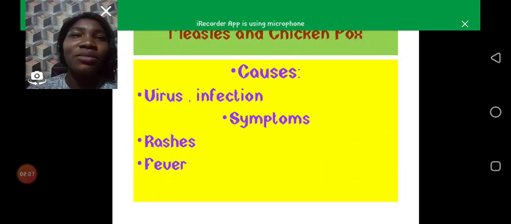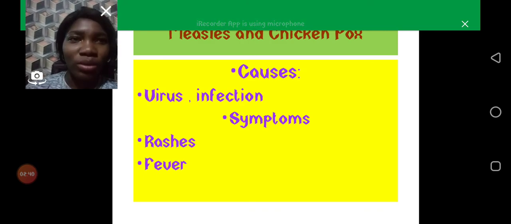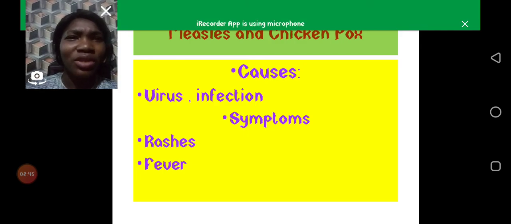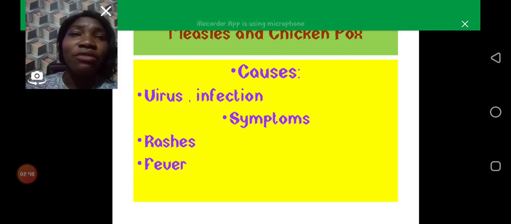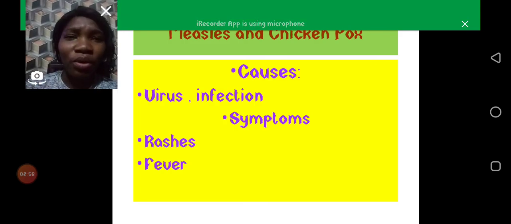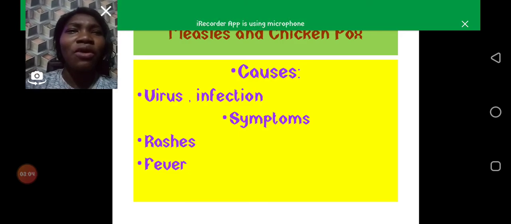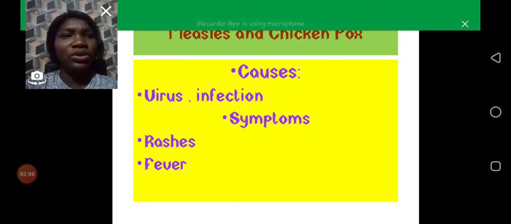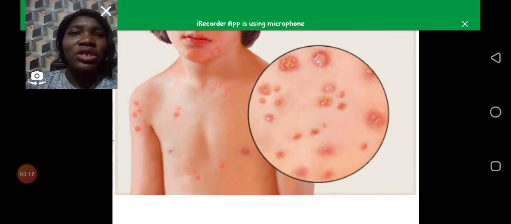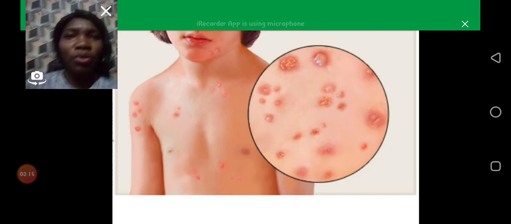The next illness is measles and chicken pox. What is that thing that causes measles and chicken pox? It's a virus or infection. And how do you know that you have measles or chicken pox? When you have rashes all over your body and you have a fever. Those are the symptoms of measles and chicken pox. Can you see the picture of a child with chicken pox? This is exactly how chicken pox looks like.